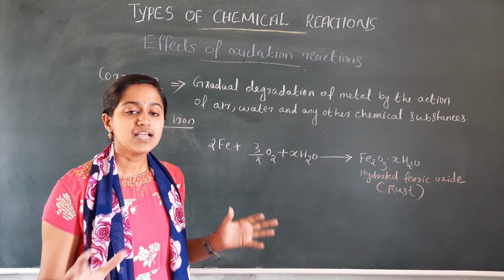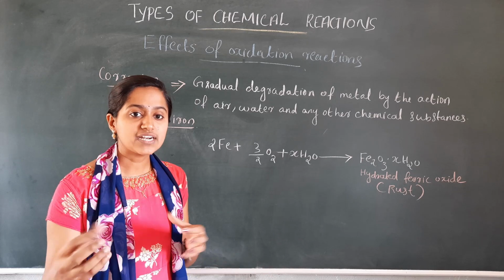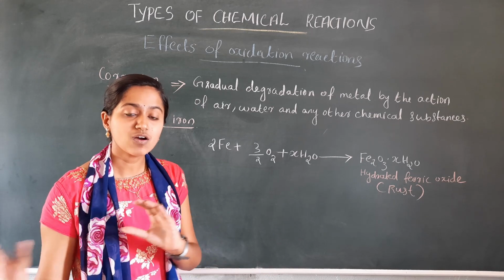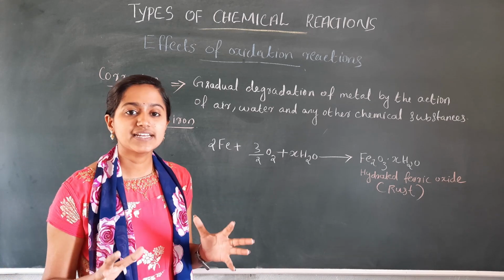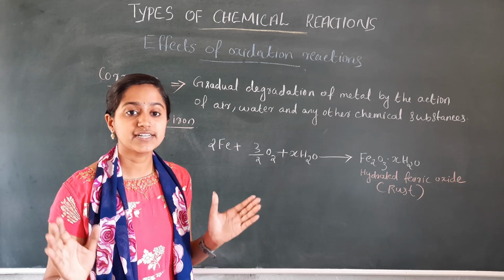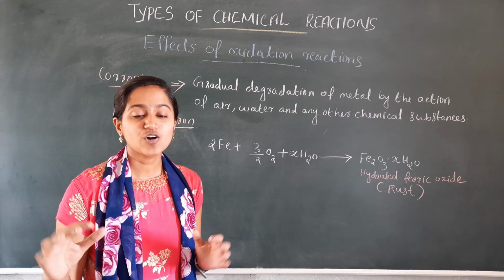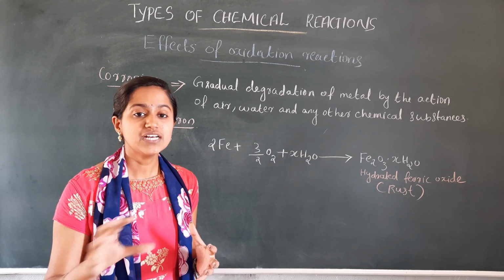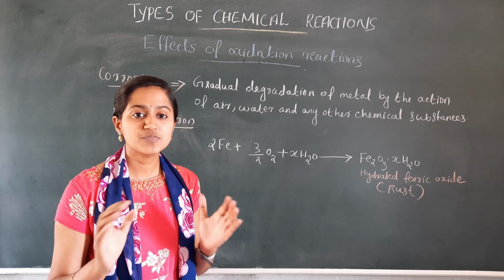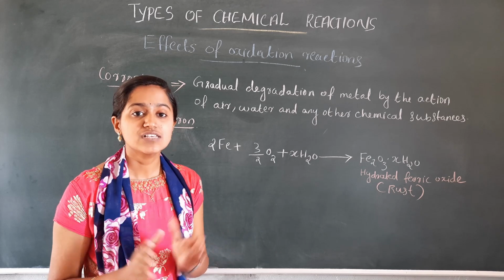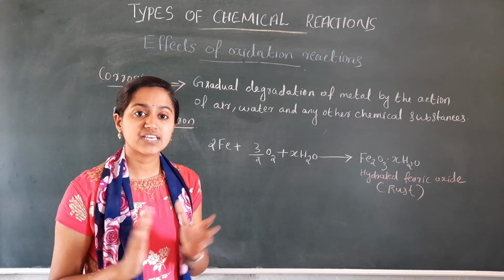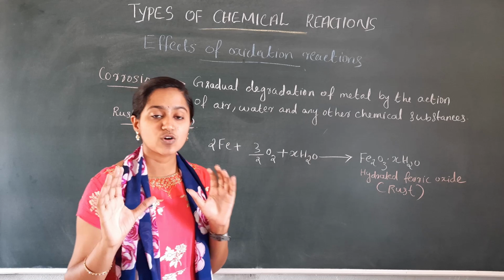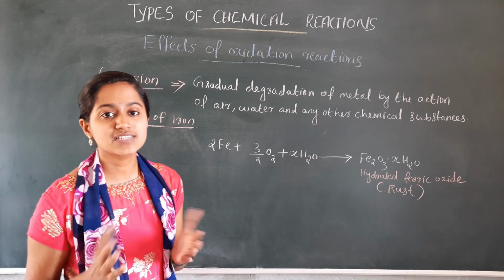For example, silver is corroded and produces a black colored layer on its surface. Similarly, this effect is also observed in copper. When copper is exposed to air, a green colored layer is observed on the surface of the copper, which means that here copper is corroded. Corrosion is mostly observed in the metal iron. The corrosion of iron is known as the rusting of iron.